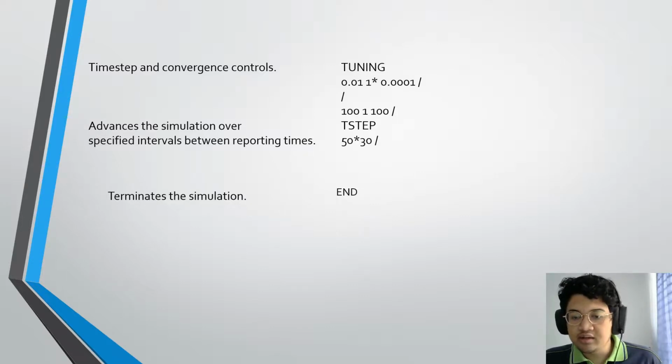And then to end the simulation, the coding END is used to terminate the simulation.